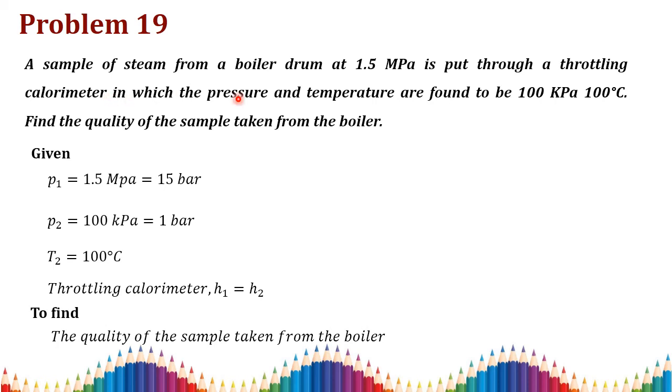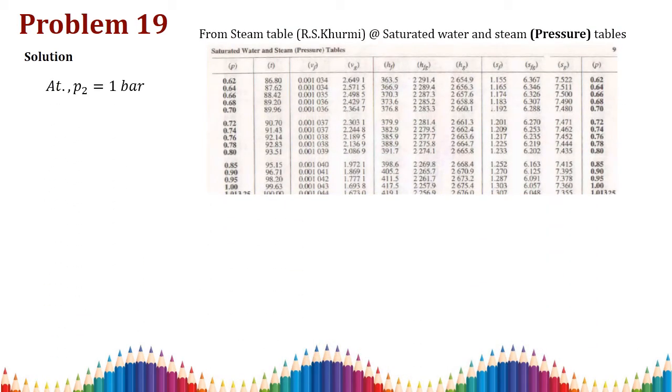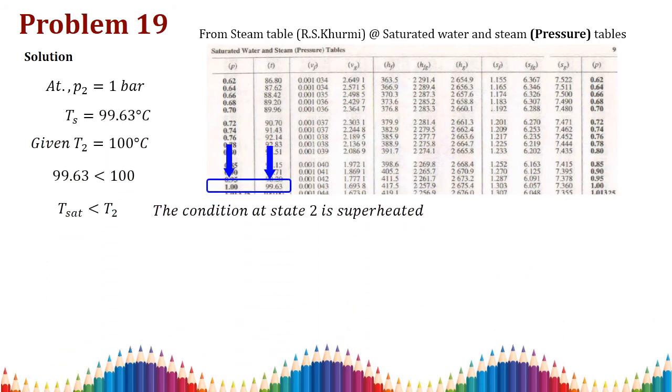At the second condition, the pressure P2 is equal to 1 bar and T2 is equal to 100 degrees Celsius. We need to find out the quality of the sample taken from the boiler, that is, the initial condition of the steam. For that, we use the steam table, the saturated pressure table. In the previous problems, we had the initial condition and needed to find the final condition of the steam. This problem is somewhat different: they have given the final condition of the steam, and we need to find the initial condition.